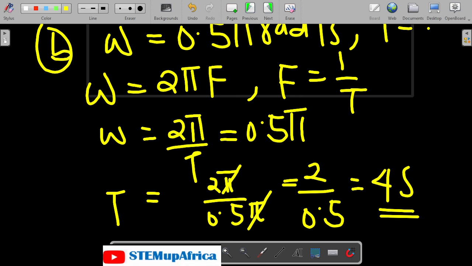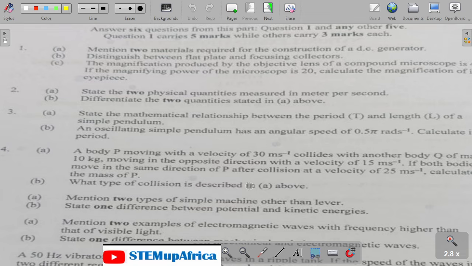Let's go to question 4. Question 4 says a body P moving with a velocity of 30 meters per second collides with another body Q of mass 10 kg moving in the opposite direction with a velocity of 15. If both bodies move in the same direction of P after collision at a velocity of 25 meters per second, calculate the mass of P. This question is under the conservation of linear momentum. So let's see what is given to us.